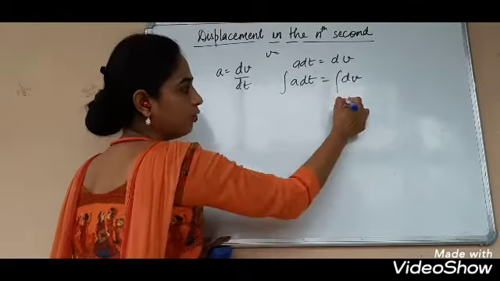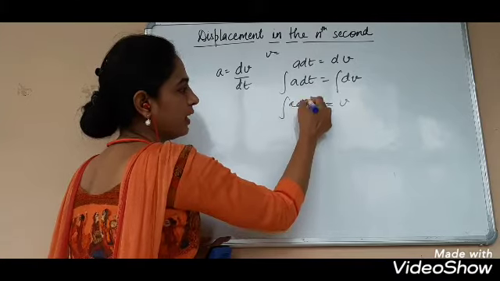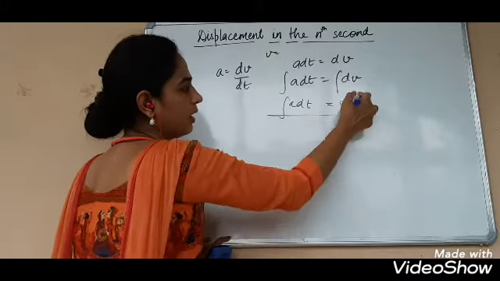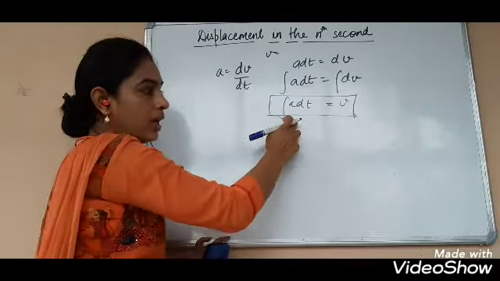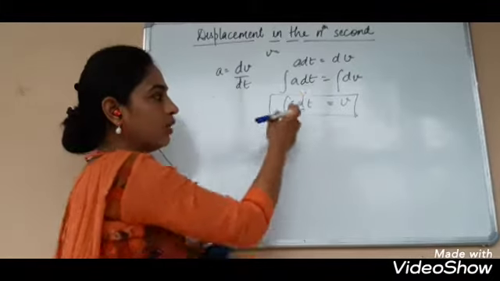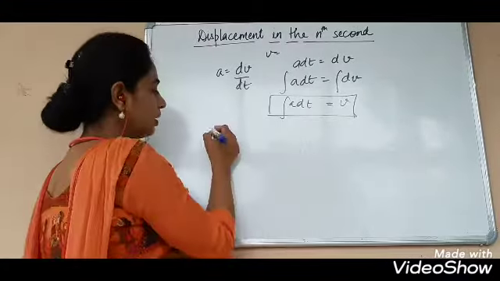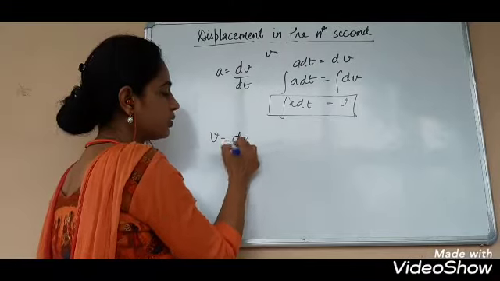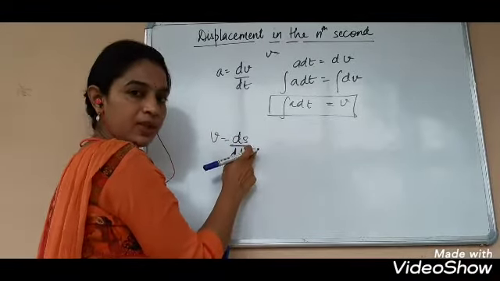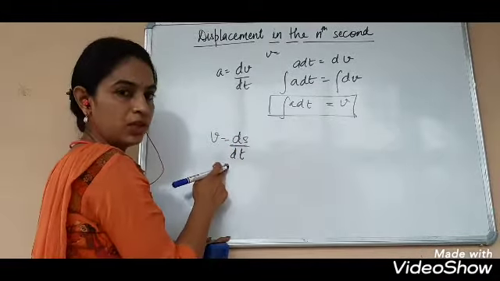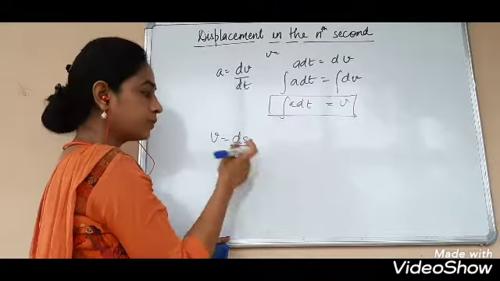Integration of dv will give you v, which is the integration of a dt. So remember this formula. If you have acceleration and you want velocity, then you can integrate a dt to get velocity. Similarly, we have velocity equals ds by dt. If displacement is given to you, you can differentiate it and find velocity.